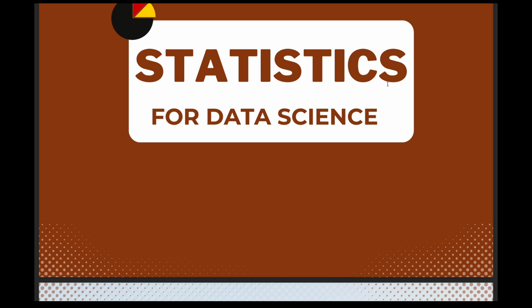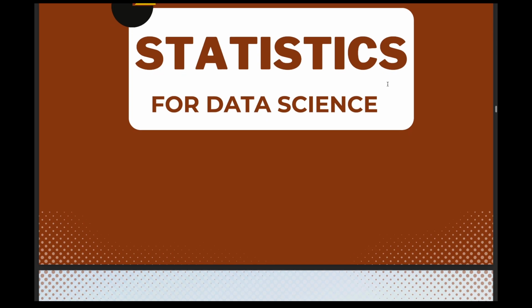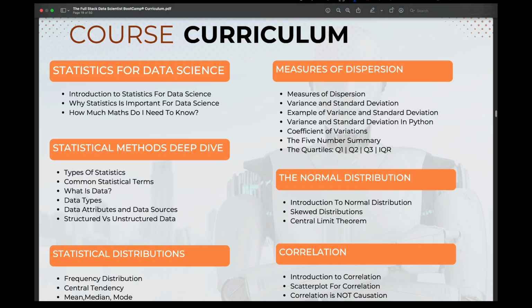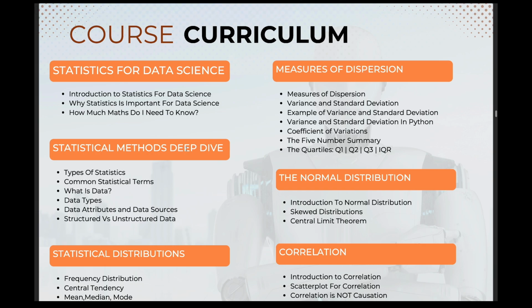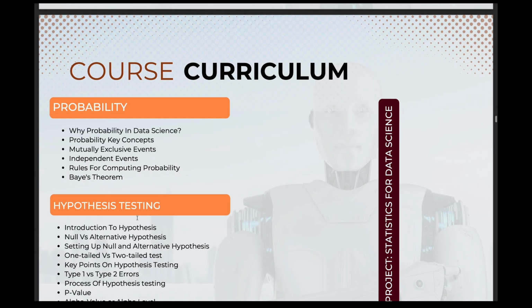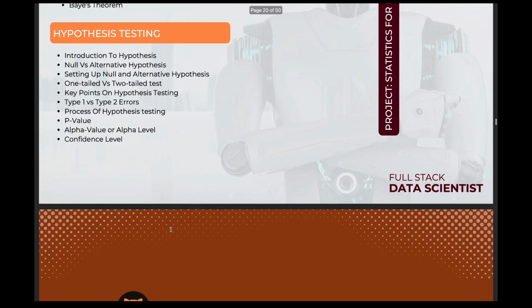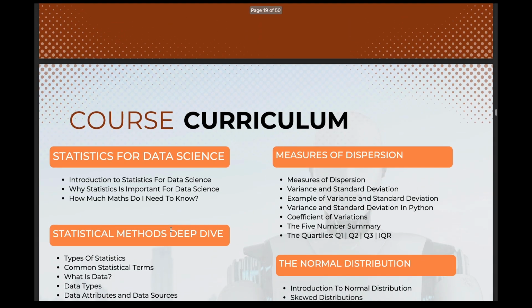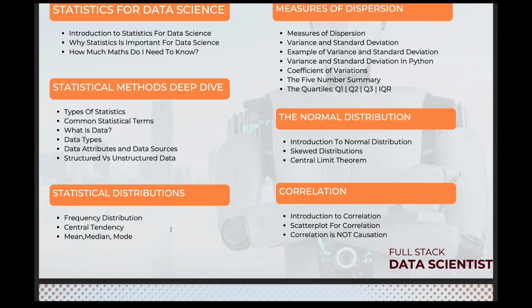You need not become a genius in statistics or learn advanced statistical concepts, but your basics need to be clear. Things like mean, mode, and standard deviation, you need to get them right, and you're going to master them here in this course. As you can see over here, measure of dispersion, statistical methods, normal distribution, correlation, and so much more, probability, hypothesis testing. All these are things you need to master in statistics before you start anything in machine learning or artificial intelligence in general. You don't skip this step if you want to become a full stack data scientist.